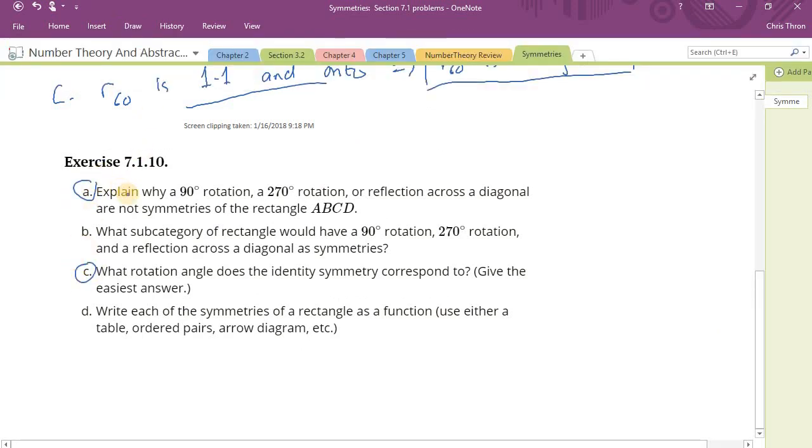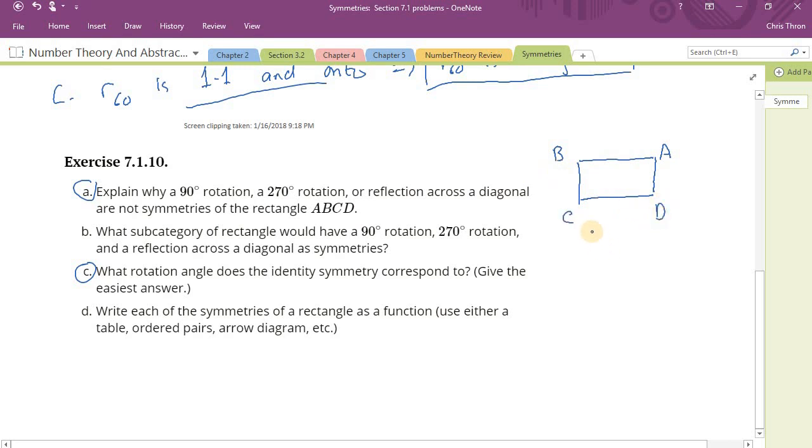All right, let's think about A. Explain why 90-degree rotation, 270-degree rotation, or reflection across a diagonal are not symmetries of the rectangle ABCD. So let me go ahead and draw a rectangle here. I don't remember exactly how I labeled the vertices. I think I labeled this one A. It doesn't really matter.